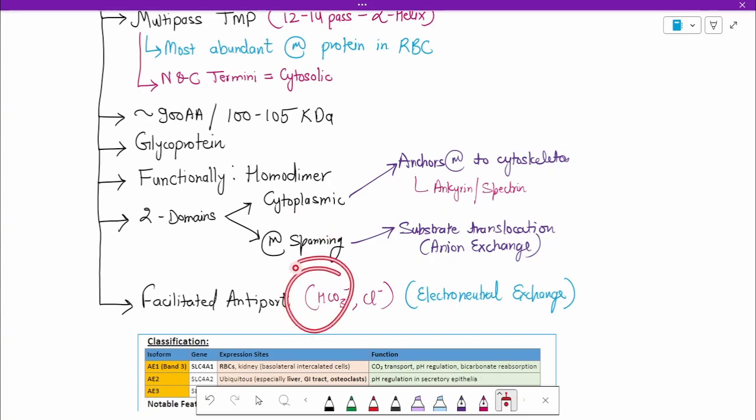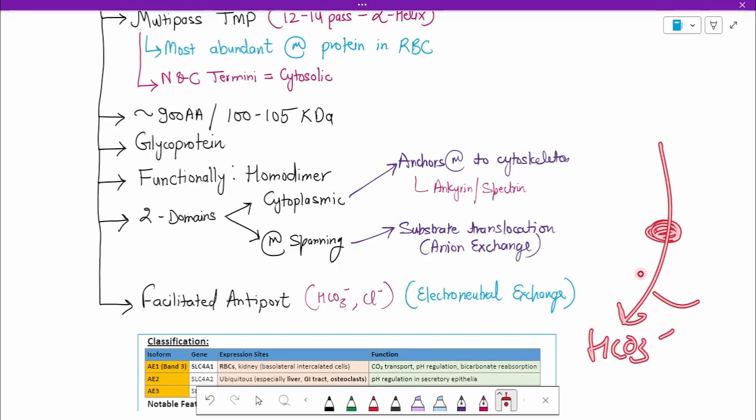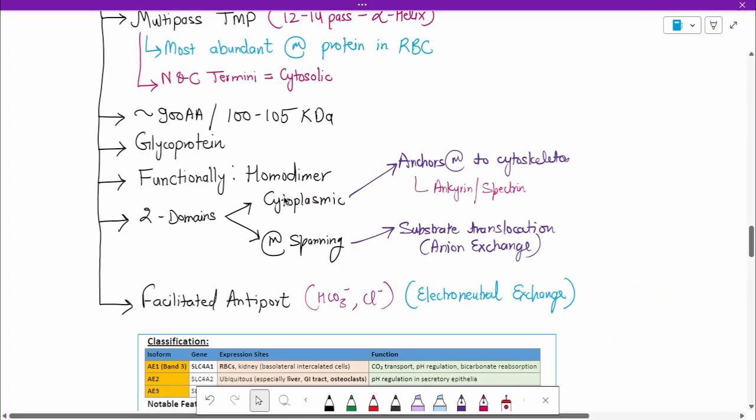These are bicarbonate ion and chloride ion, and this is transported in the fashion of antiport, both in different directions. If the bicarbonate ion is going out, the chloride ion will be coming in. This is what we mean by antiport.